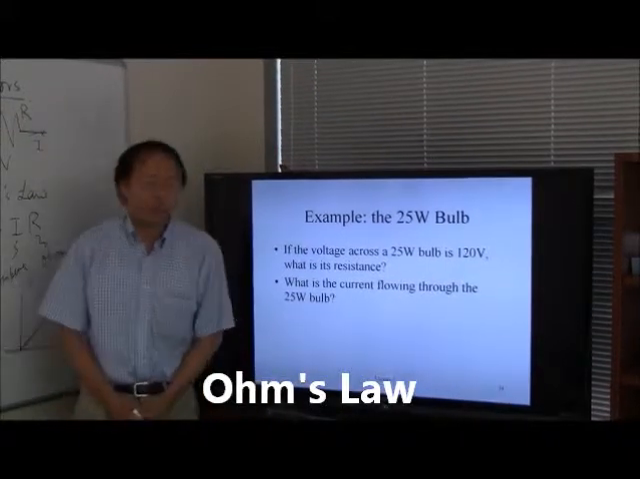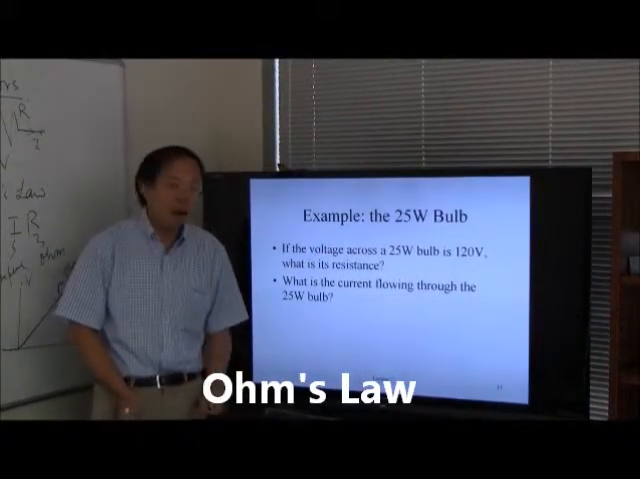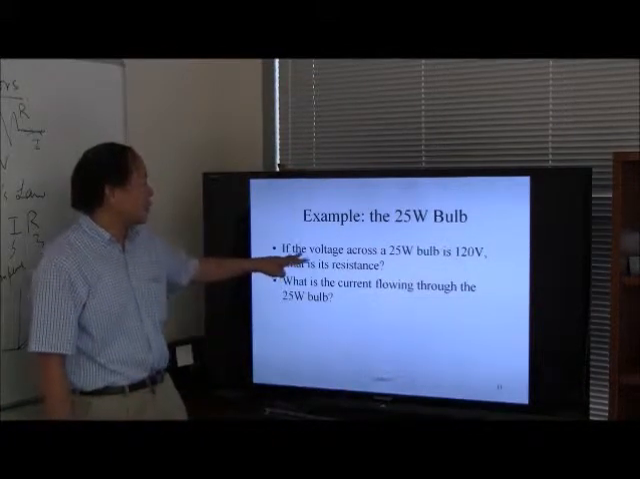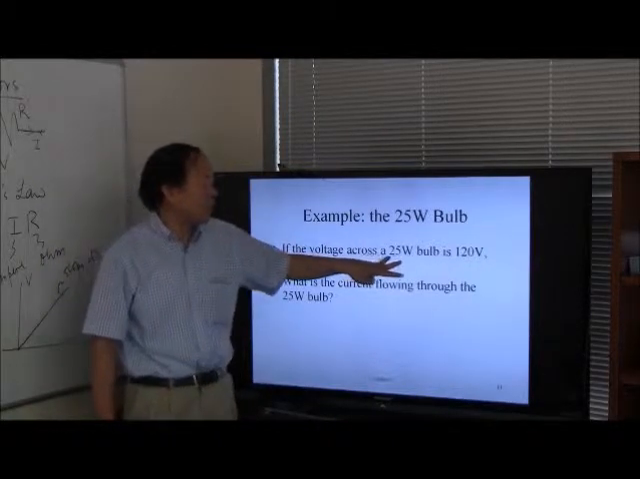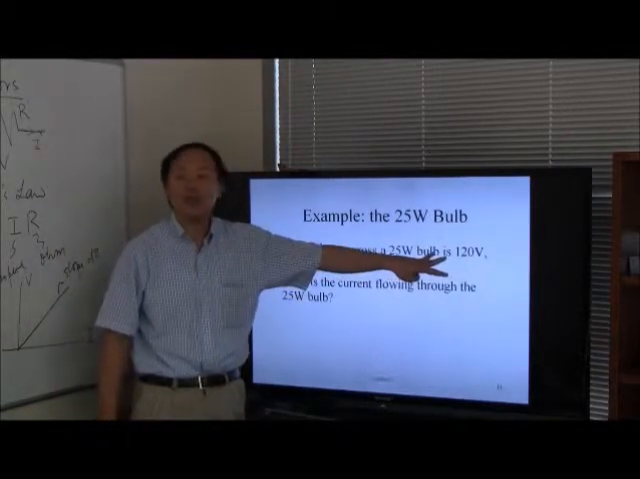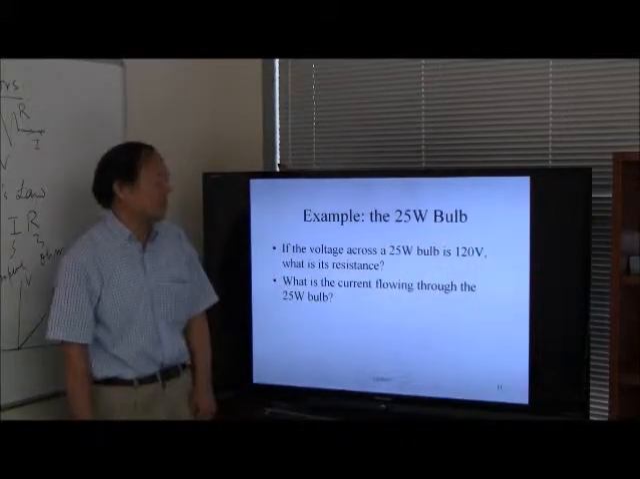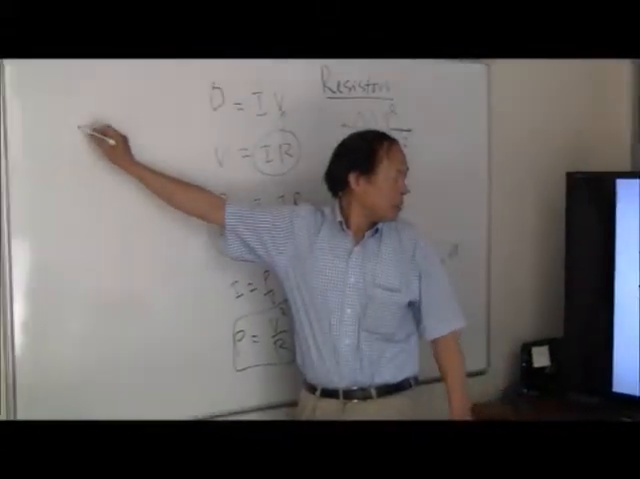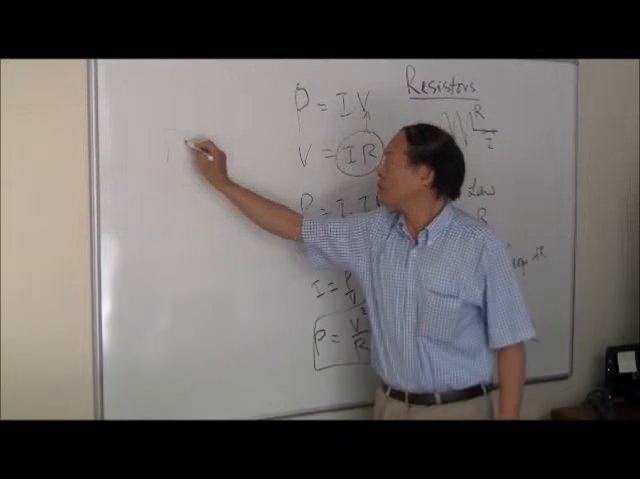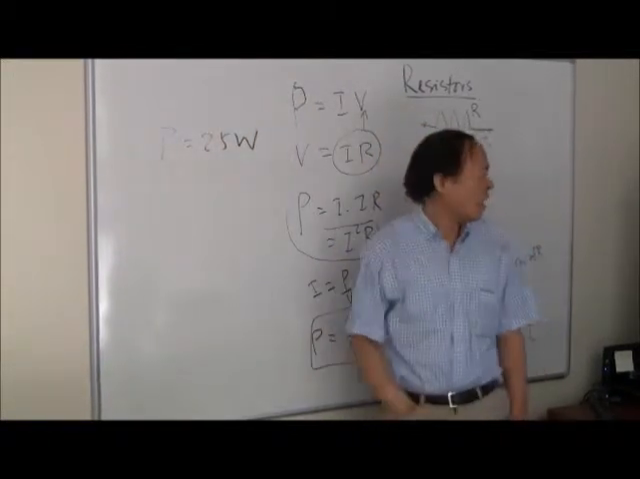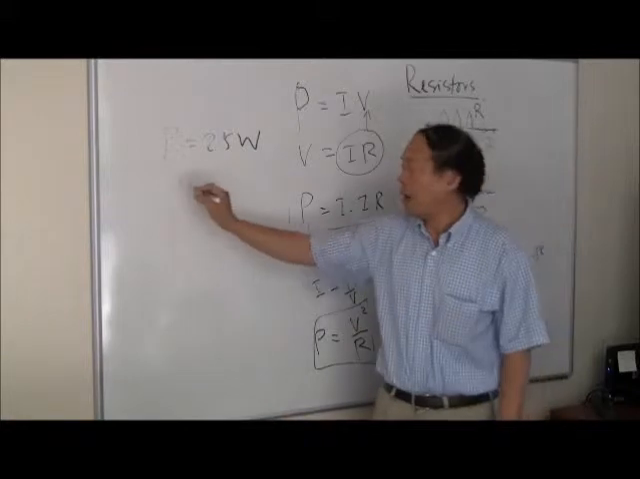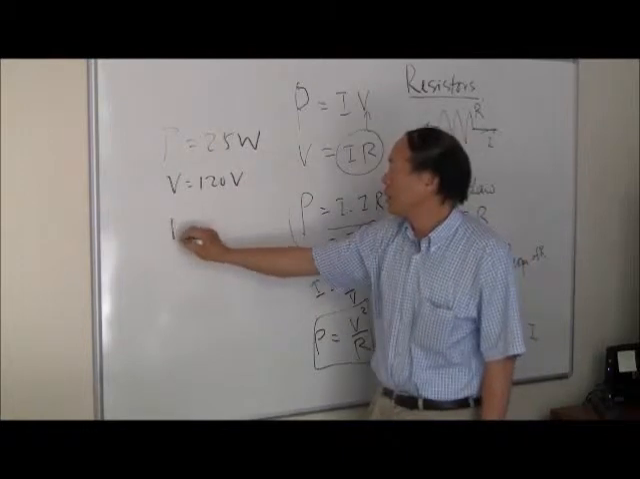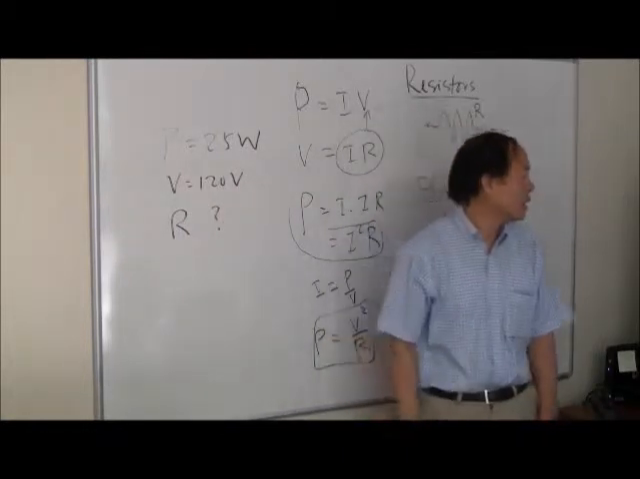Let's look at a familiar example: a 25-watt light bulb. The question is, if the voltage across a 25-watt light bulb is 120 volts, what then is the resistance? What you have here is P equal to 25 watts, and V equal to 120 volts.